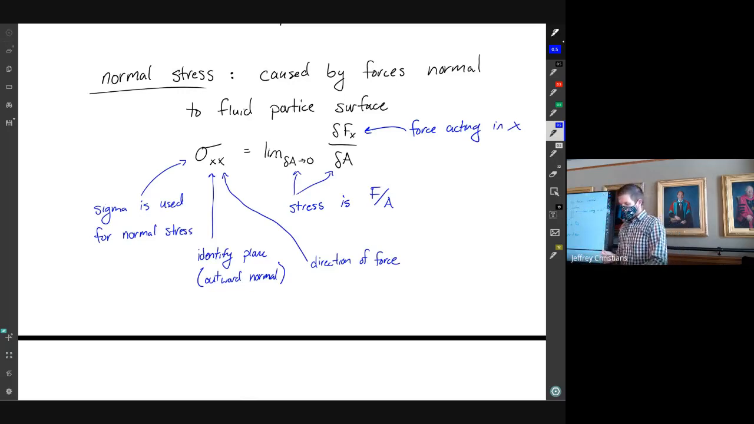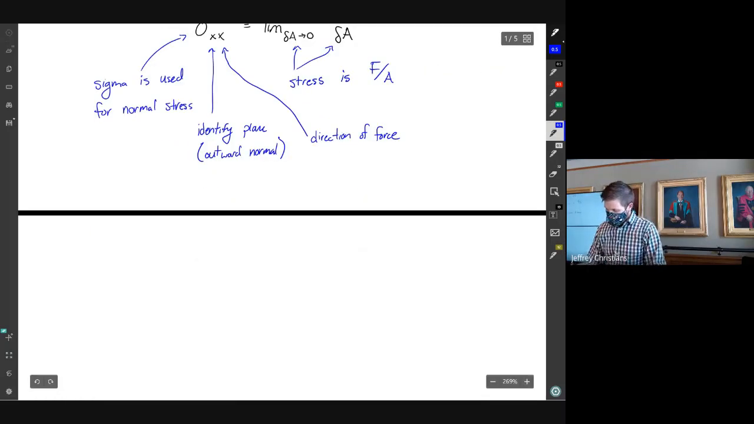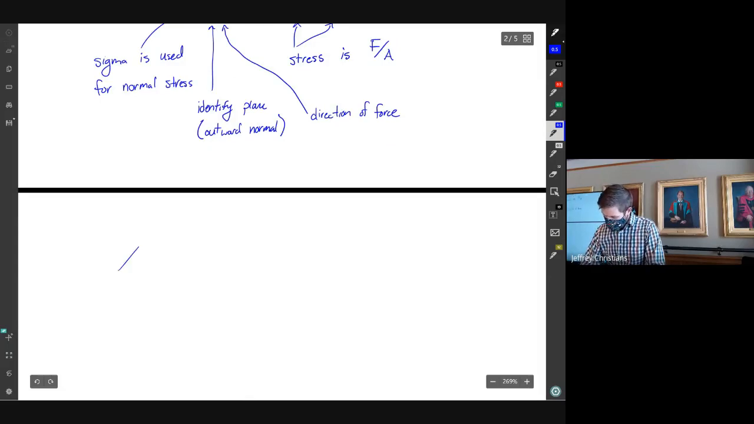Okay, so sigma xx is saying that this is happening in the plane with an outward normal in the x direction. So this is happening in the YZ plane. So this would look like, right, let me draw it like this. So we would have something like this. This is Y, X, Z.